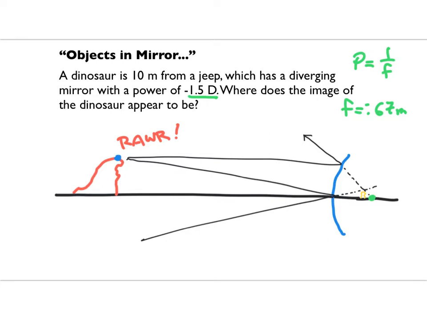Next up, let's actually do the numbers and see what we get. If you do the numbers, we use our basic relationships. Our first one is that 1 over s plus 1 over s prime is equal to 1 over f.